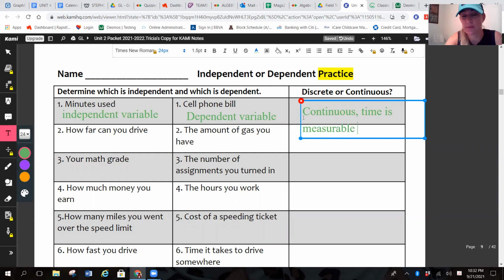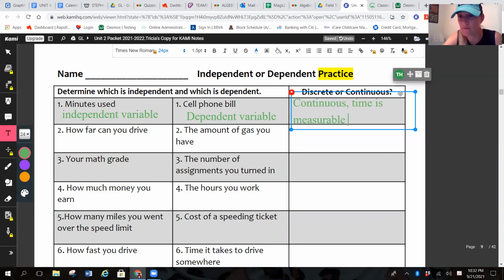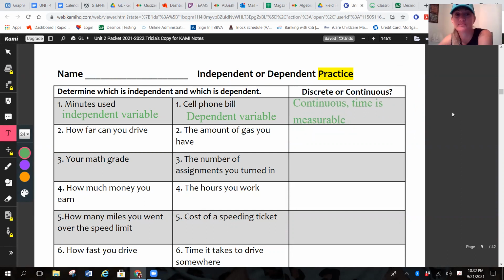So this is just me modeling how you're going to do this homework. So I've done the first one for you. Ask yourself, which one needs to come first? Which one do you control? Which one is the result? I can control how much I'm on the phone. As a result of me being on the phone, my bill comes in the mail. However much the bill is, I had control over it.